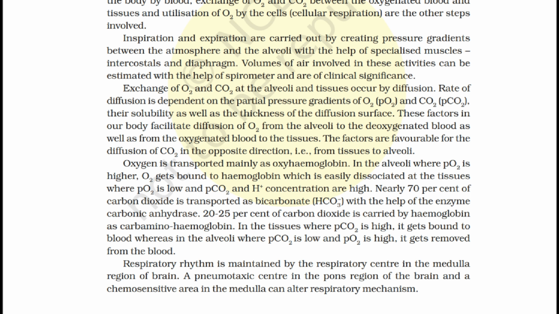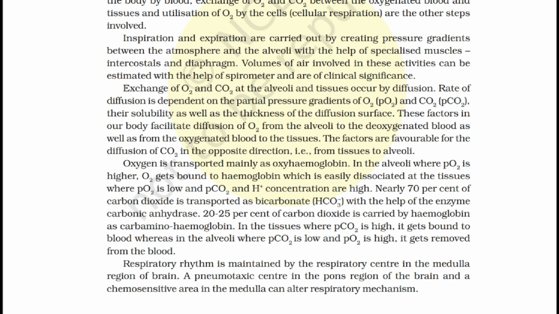Nearly 70% of carbon dioxide is transported as bicarbonate, HCO3, with the help of the enzyme carbonic anhydrase. 20 to 25% of carbon dioxide is carried by hemoglobin as carbaminohemoglobin. In the tissues where PCO2 is high, it gets bound to blood, whereas in the alveoli where PCO2 is low and PO2 is high, it gets removed from the blood.